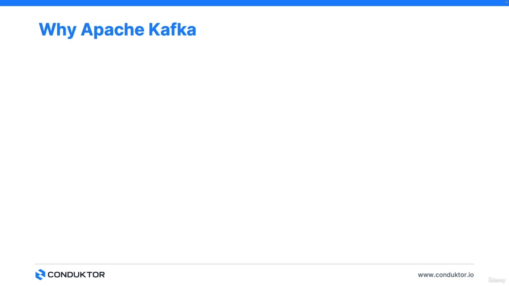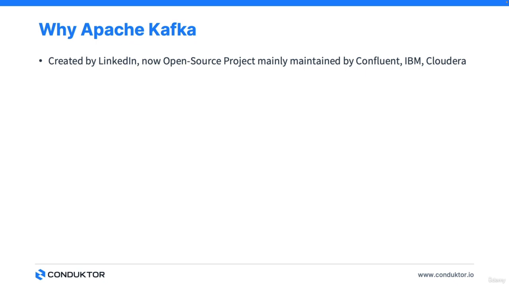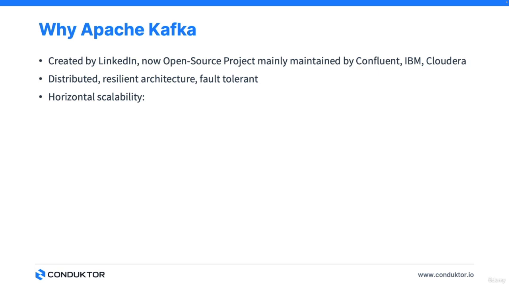Now, why is Apache Kafka so good? Kafka was created by LinkedIn, a huge corporation, as an open source project. Now it's mainly maintained by big corporations such as Confluent, IBM, Cloudera, LinkedIn, and so on. It's distributed, has a resilient architecture, and is fault tolerant. That means you can upgrade Kafka and do Kafka maintenance without taking the whole system down. Kafka also has horizontal scalability: you can add brokers over time into your Kafka cluster, and you can scale to hundreds of brokers. Kafka also has huge scale for message throughput, so you can have millions of messages per second.